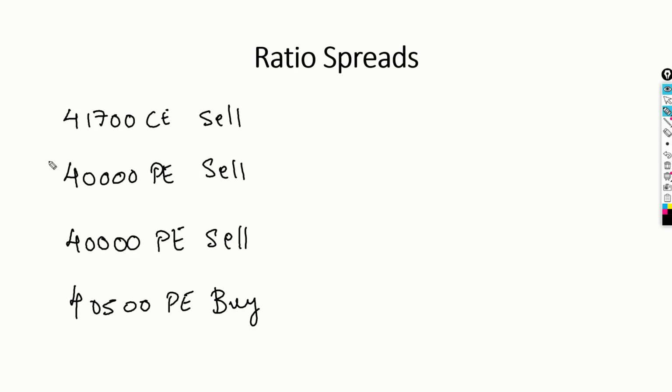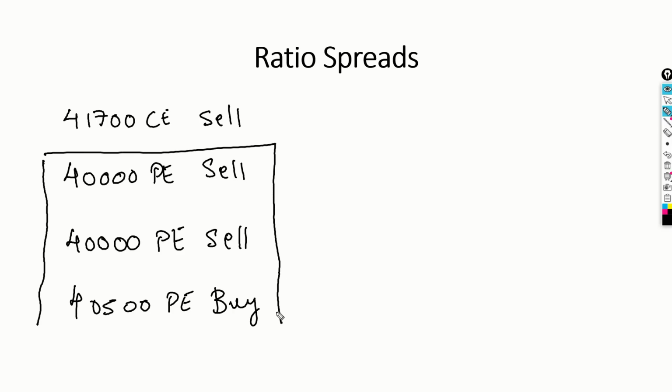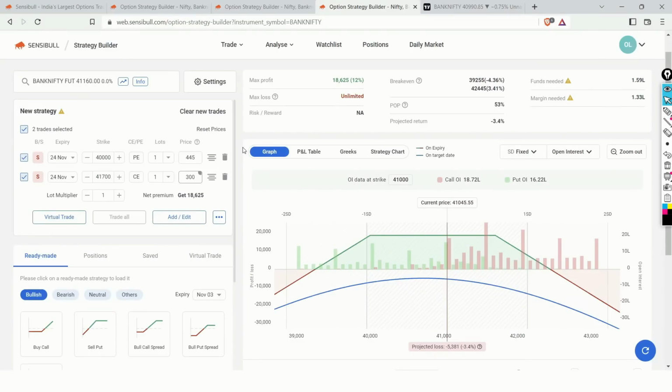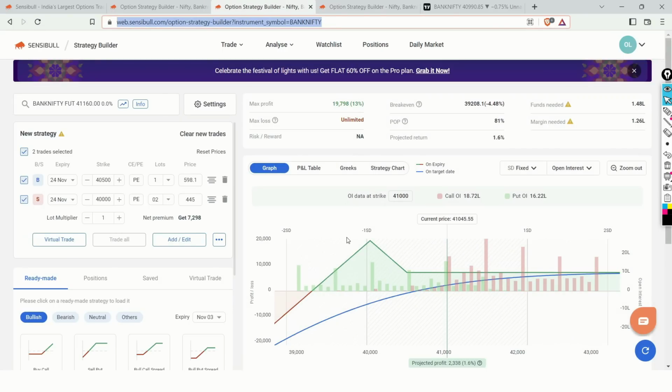What we will do now is keep this ratio as it is, right? This ratio still remains untouched. We haven't touched any of these legs from this ratio. All we have done is add a naked 41,700 call option. That means we have our ratio spread back, along with that a naked call sell leg. Now again, if we have to break down the position, it would look something like this.